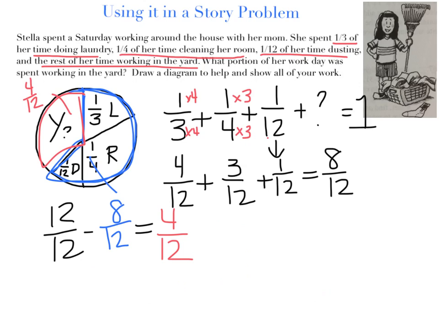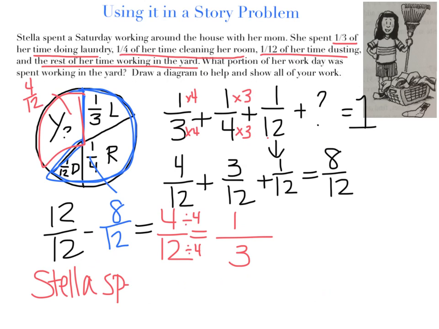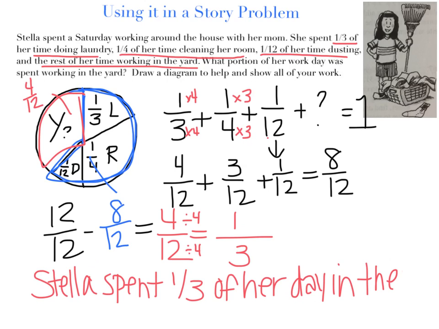Now, the last thing we need to make sure we do is simplify it. And I know they're both divisible by 4. So 4 divided by 4 is 1, and 12 divided by 4 is 3. And so I see that Stella spent, I'm going to write it out, 1/3 of her day in the yard. Running out of room. Here we go. Okay? Since it was a word problem, I wanted to answer it in a sentence. So Stella spent 1/3 of her day in the yard.